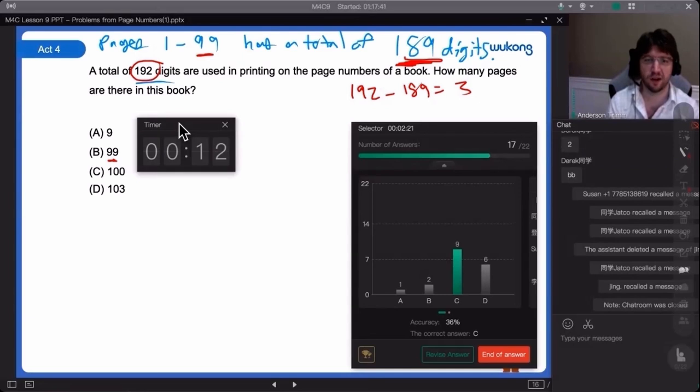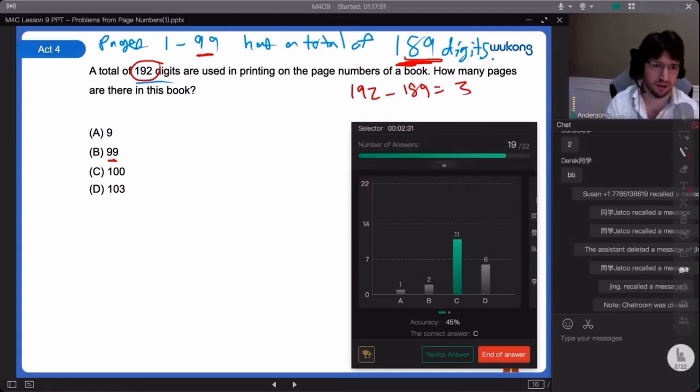All right, if you're finished already and you're very confident, please raise your hand. All right, so let me call on someone. Okay, Jatco. So how many total pages are there? I said 103. 103, okay. Why 103?